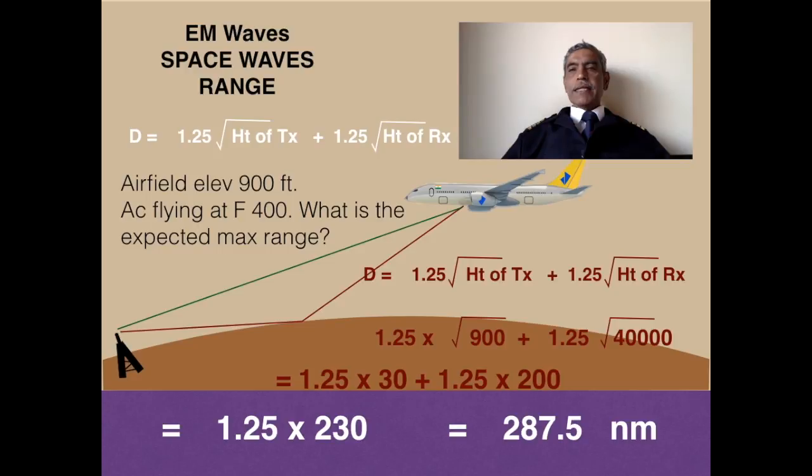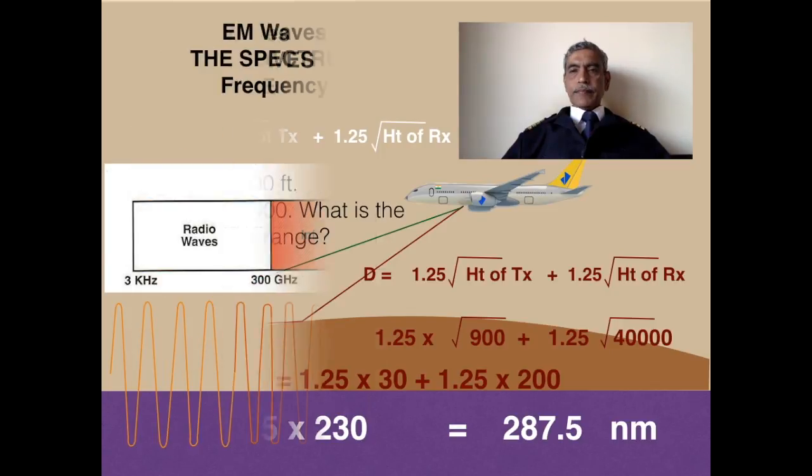287.5 nautical miles. That means when the aircraft is approaching from outside, the aircraft can expect to receive the first VHF reception at around 287 nautical miles. So that's the practical application of this formula.